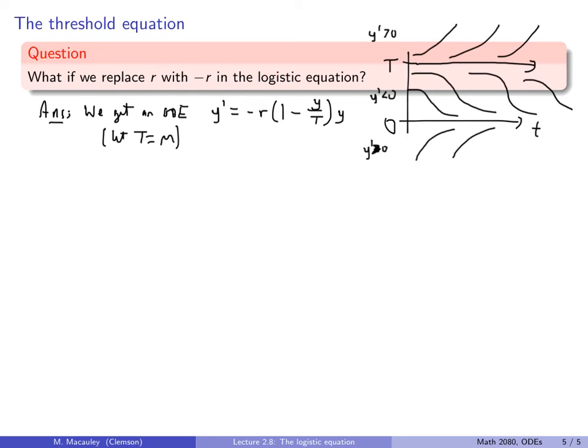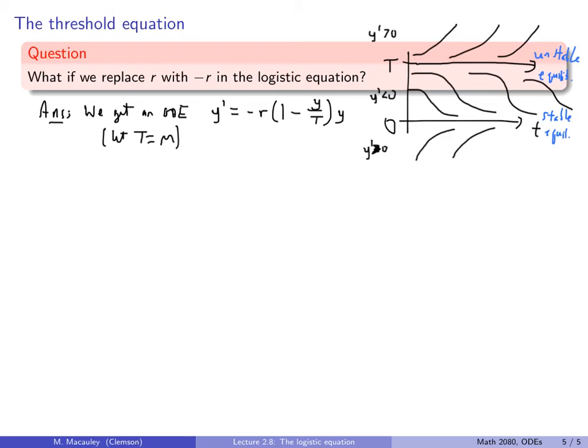So let me write that down. This is an unstable equilibrium, and this is a stable equilibrium. Whereas for the logistic equation, everything was switched. This was stable, and this was unstable.